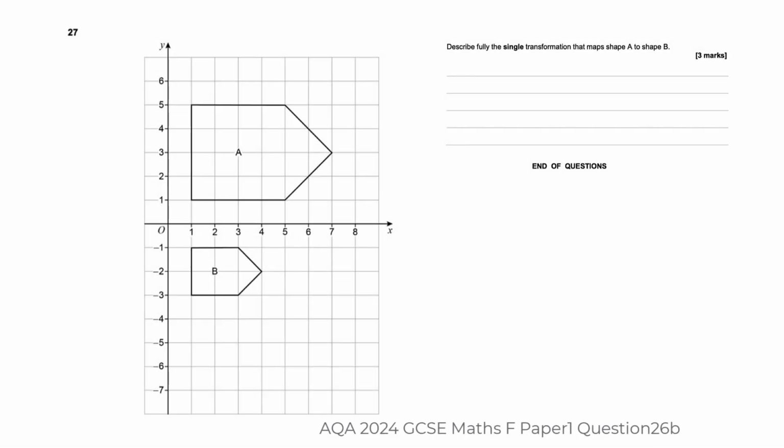Well, here we have question 27. And we're given a diagram with a couple of shapes, and we have to describe fully the single transformation that maps shape A, that's the larger shape, onto the smaller shape. So the word they're looking for here is enlargement.